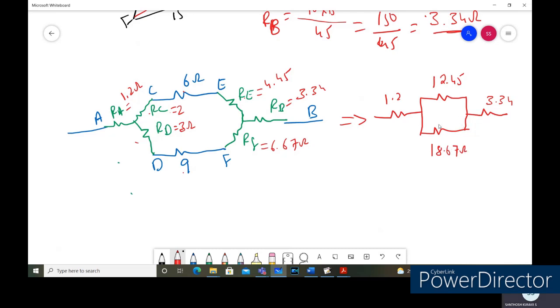And these two are in parallel, in series with this one. So this is between the nodes A and B. So if you find out the equivalent resistance between A and B, this is 12.45 in parallel with 18.67, that is in series with the 1.2, in series with the 3.34. So we'll get the equivalent resistance, 12 ohms here. 12 ohms is the equivalent resistance between the nodes A and B.